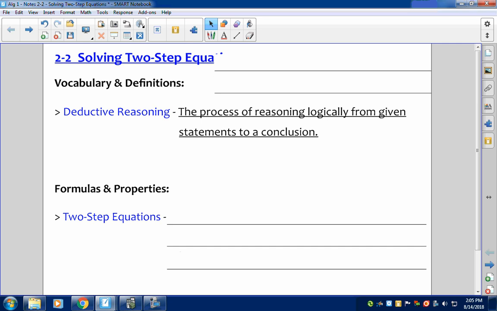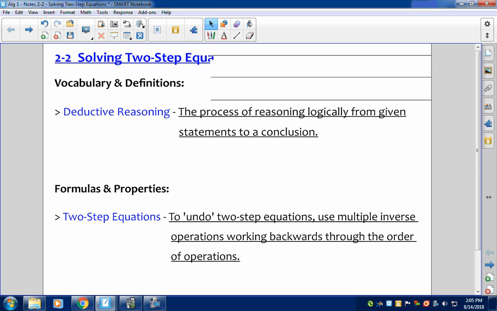Two-step equations. To undo two-step equations, use multiple inverse operations, working backwards through the order of operations. I'll show you what I mean by that.